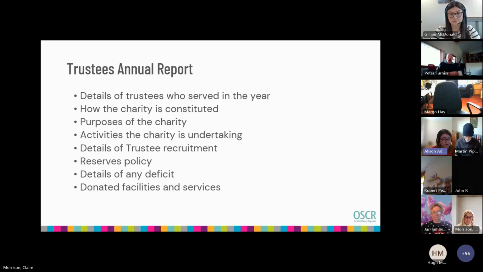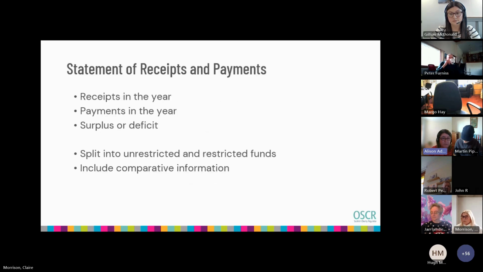The report should also contain information about any donated facilities and services that the charity received during the financial year. Many charities benefit from services or facilities which are donated to them. These will not appear in receipts and payments accounts, but information about the value of these donated services or facilities will allow readers to understand the value that has been contributed to the charity.